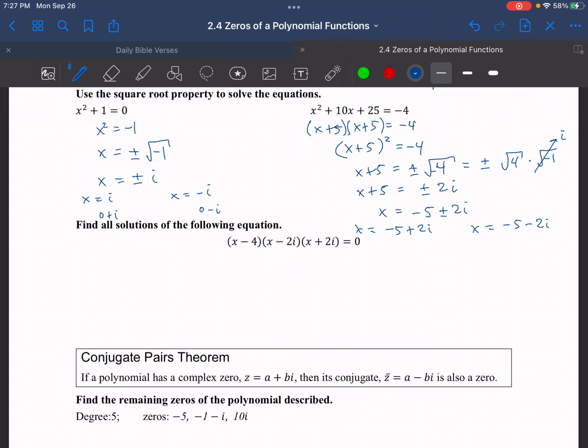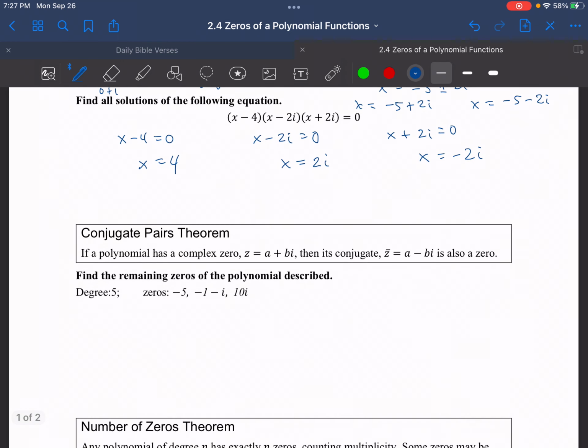So if any one of those is 0, so if x minus 4 equals 0, if x minus 2i equals 0, or if x plus 2i equals 0, any one of those things is going to solve this for us. The x minus 4 tells us that x equals 4 is a solution. The x minus 2i tells us that x equals 2i is a solution. And the x plus 2i tells us that x equals negative 2i is a solution. So we have our three solutions right there. Those are all the solutions to that one.